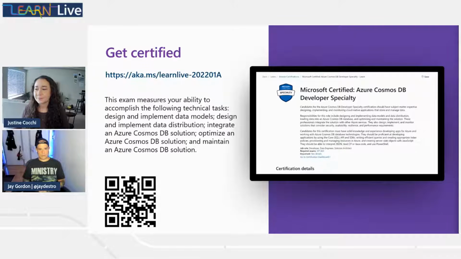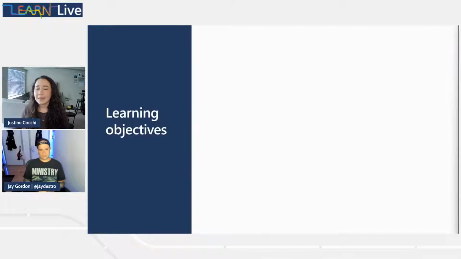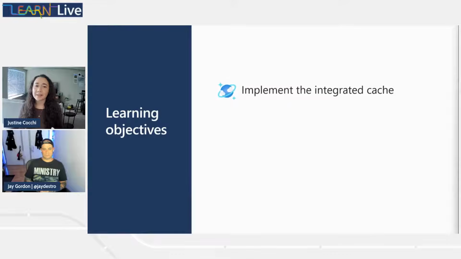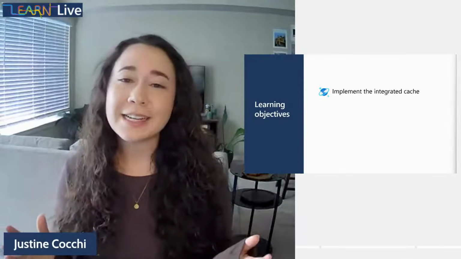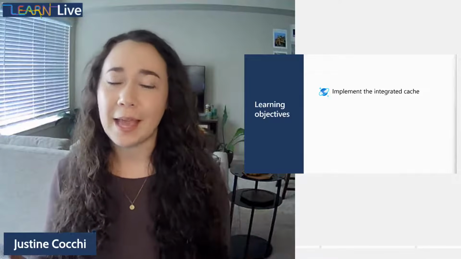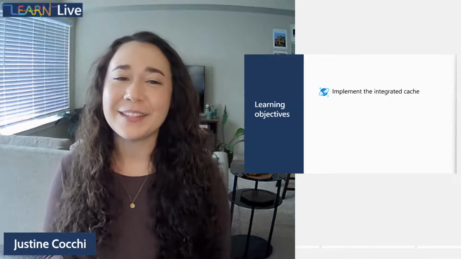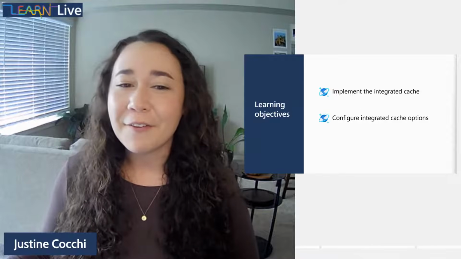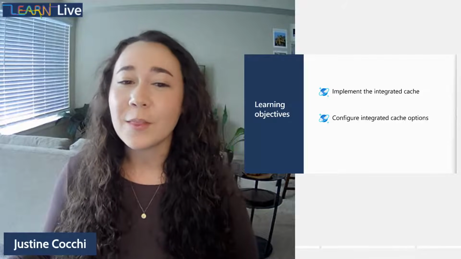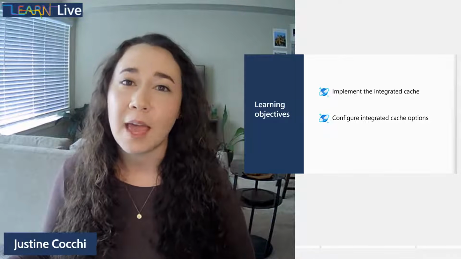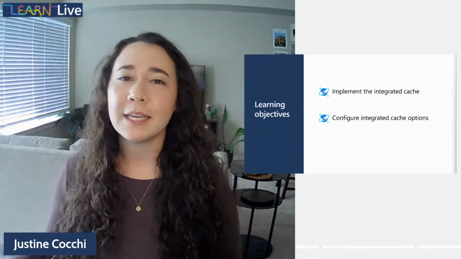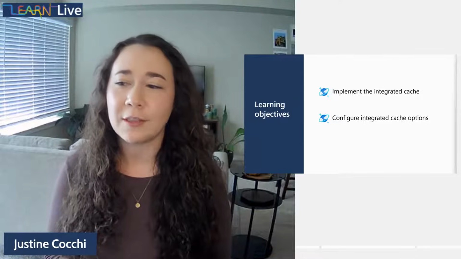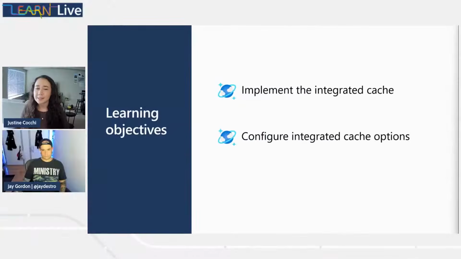So, how about we start talking about our learning objectives, Justine? What do you think? Yeah, totally. We have two learning objectives today. The first is to learn how to implement the integrated cache. The most important thing when you have the cache is knowing how to actually use it and getting the best out of the cache itself. Along with that, we'll show you how to configure some of the cache options. So how can you really test the performance of your cache and make sure that all of your options are configured properly, exactly how you need it for your application?